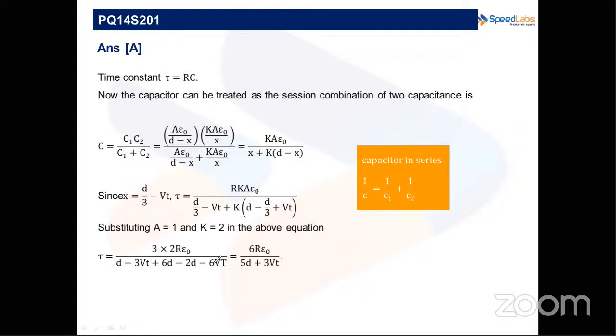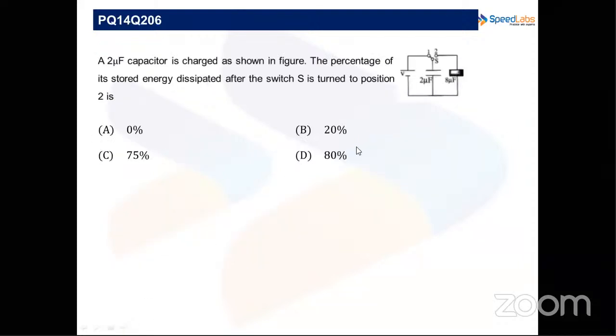Let's move to the next problem. So, 1 second. Next problem is this question. So he's saying कि यहाँ पे 2 microfarad capacitor is charged as shown in the figure. So S is connected to 1. Now he's saying the percentage of stored energy dissipated after the switch is turned into position 2.